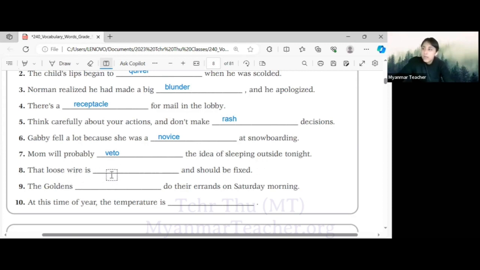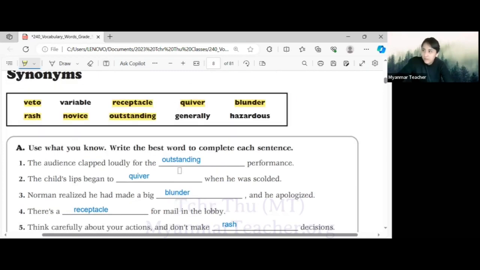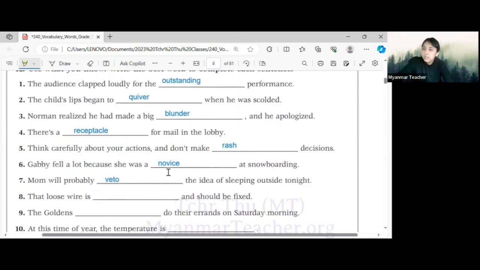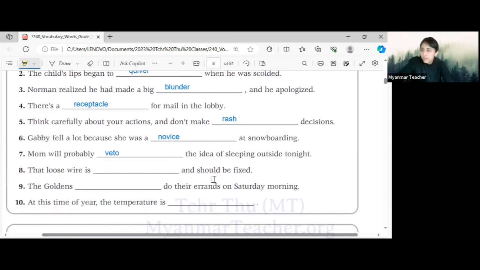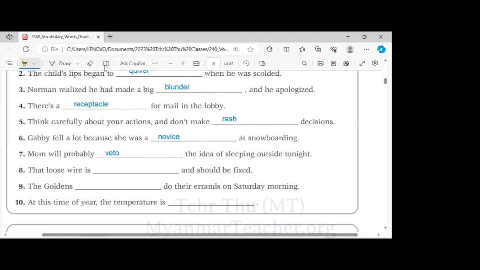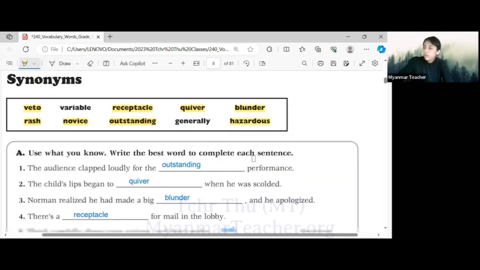That loose wire is blank and should be fixed. Variable, generally, hazardous. That loose wire is hazardous and should be fixed. Hazardous means dangerous. So generally and variable.